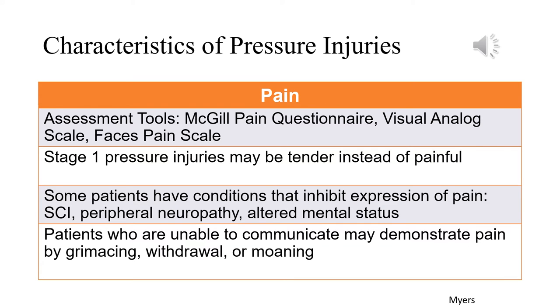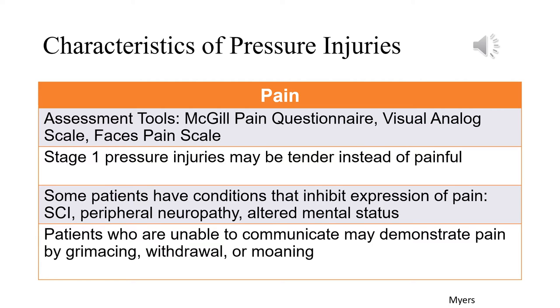So the first P in our 5PT method is pain. When we're thinking about characteristics of pressure injuries, patients with a pressure injury may have pain, or they may not have any pain at all. So try to think for a second why that might be. Some patients, depending on the situation, may not have perception of pain, as we talked about before.